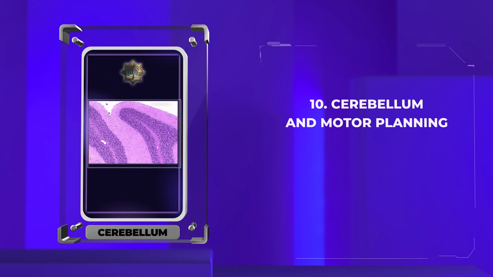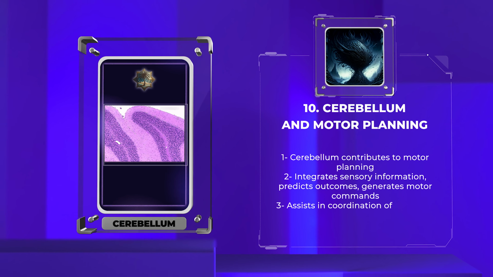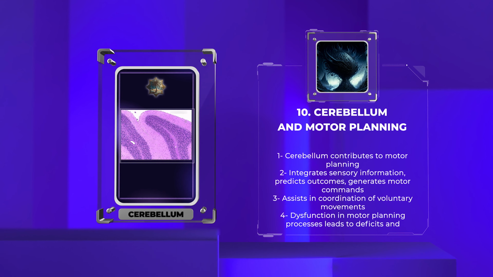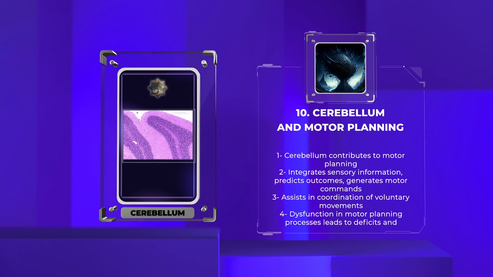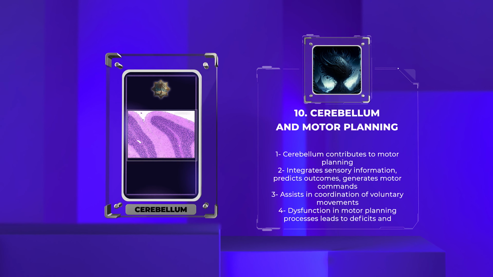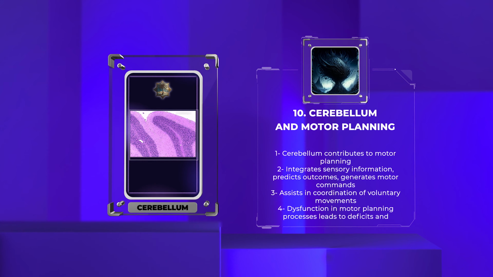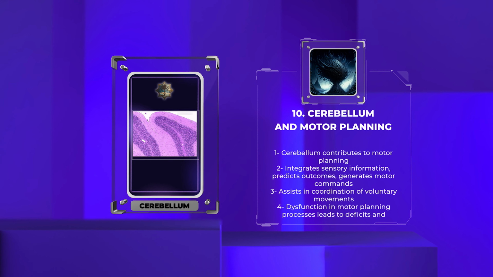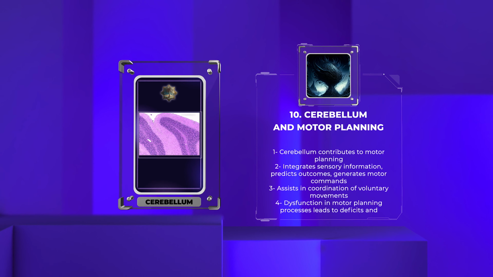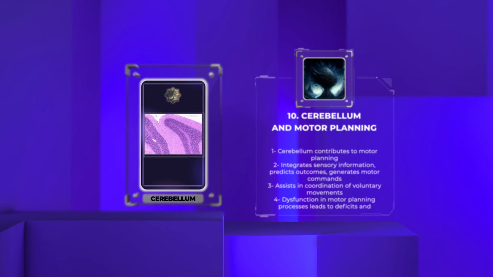Motor planning involves the cognitive processes underlying the selection and preparation of appropriate motor actions. The cerebellum contributes to motor planning by integrating sensory information, predicting outcomes, and generating motor commands. Through its connections with the cerebral cortex, the cerebellum assists in the coordination of voluntary movements, contributing to the precision and accuracy of motor execution. Dysfunction in motor planning processes can result in motor deficits and impaired movement coordination.